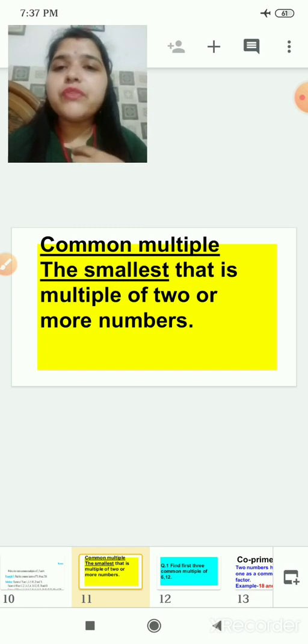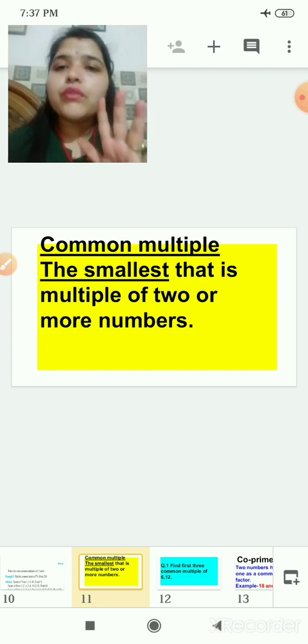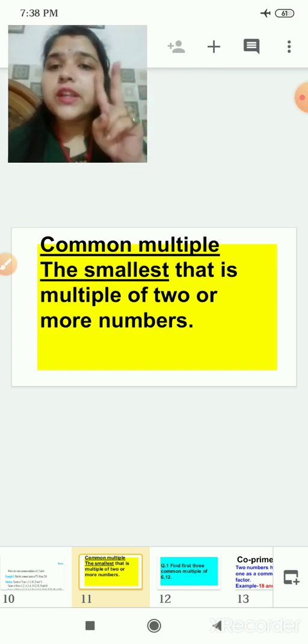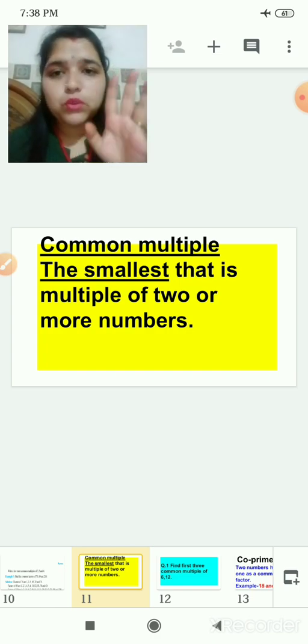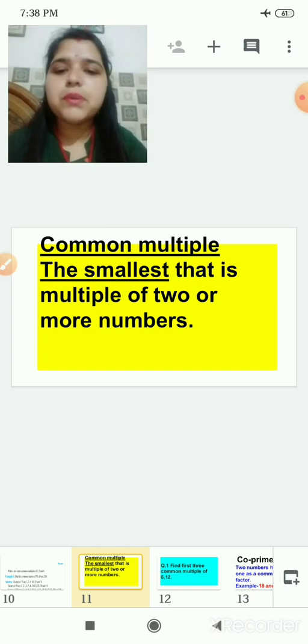If it is saying find the first 5 multiples of 2, you just write the table of 2 up to 5 times. 2 fives are 10. Okay, got it? It is the simplest way.